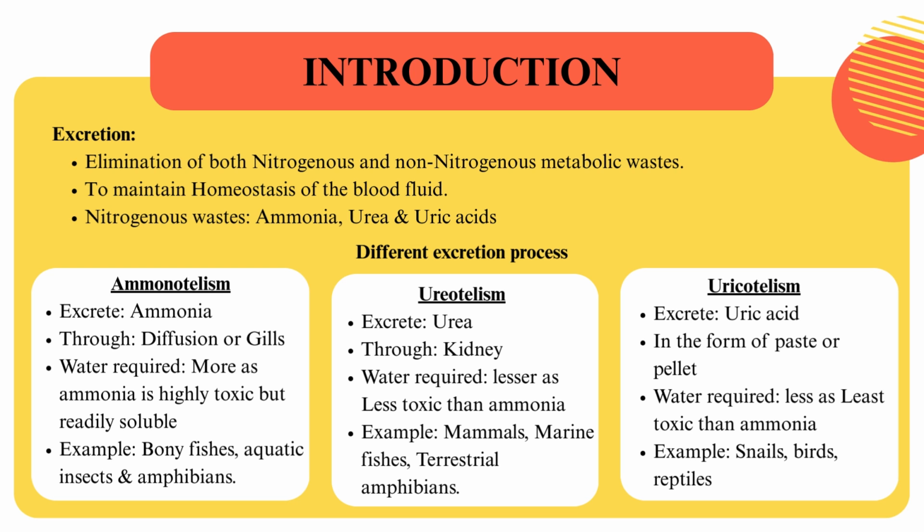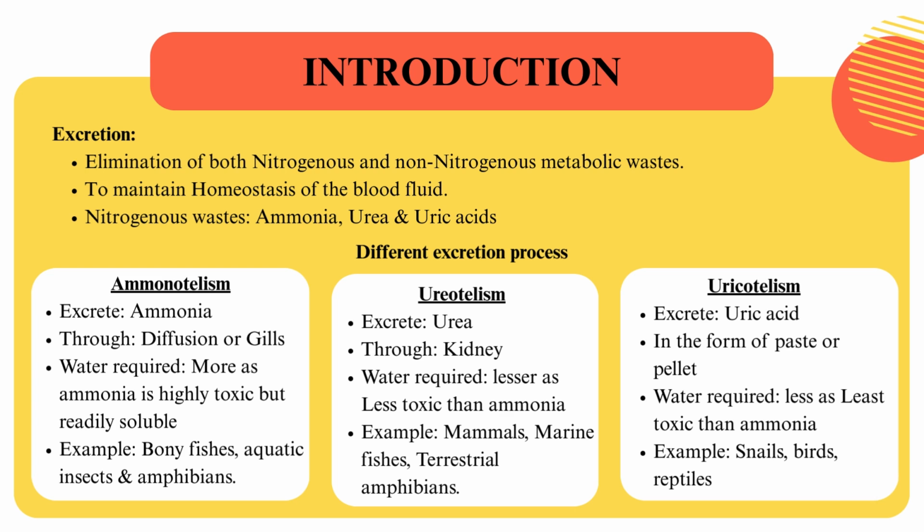First, we are gonna see what is excretion, their types and their role in body fluids regulation. What is excretion? Excretion is the elimination of both nitrogenous and non-nitrogenous metabolic wastes. It helps to maintain homeostasis of the blood fluid. Nitrogenous wastes include ammonia, urea and uric acids.